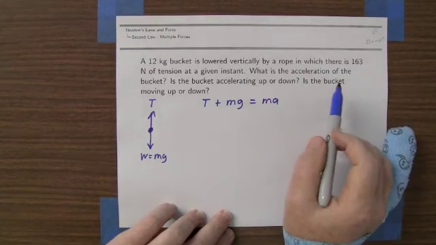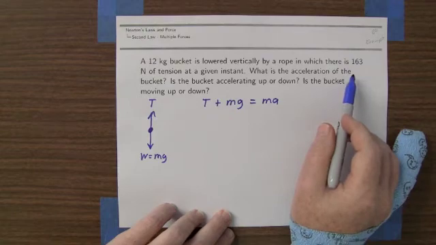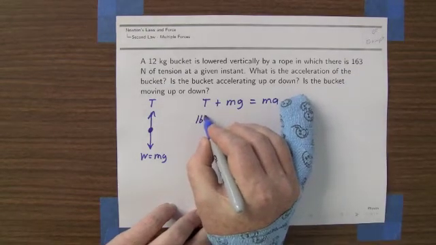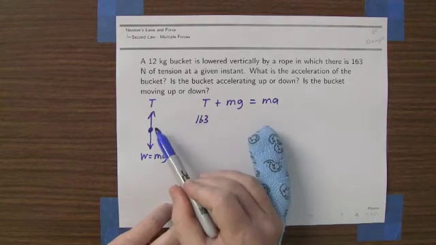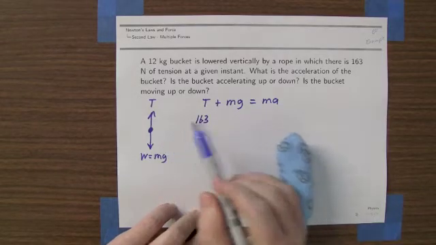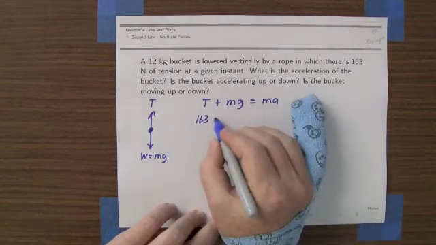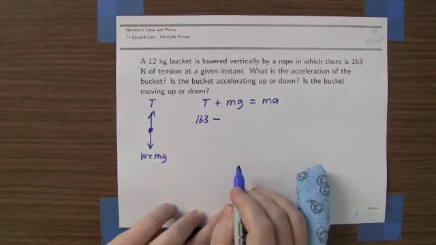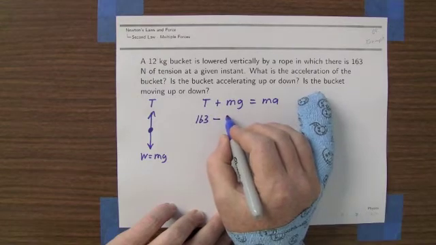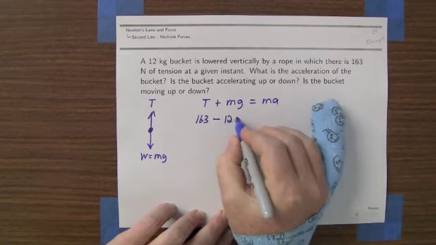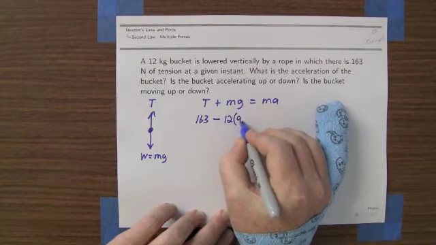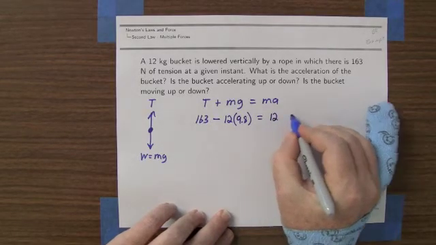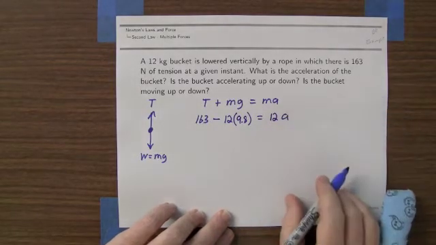Filling in what we know, there's 163 newtons of tension. It's positive because it's in the upward direction. The weight is downward, so we'll put in the negative sign. The mass of the bucket is 12, and g is 9.8, equals 12 times the unknown acceleration.